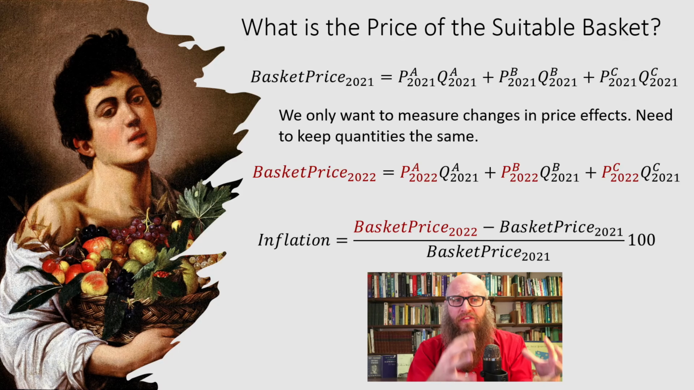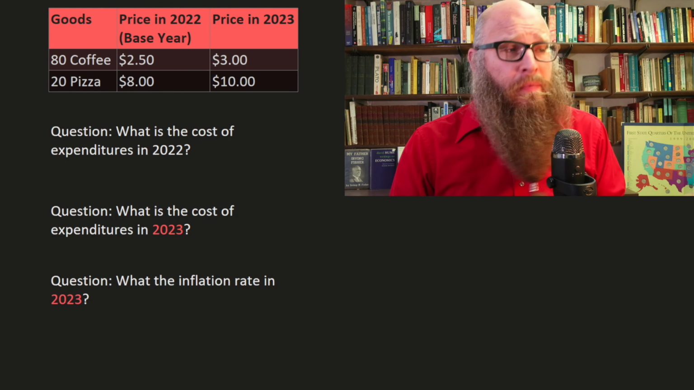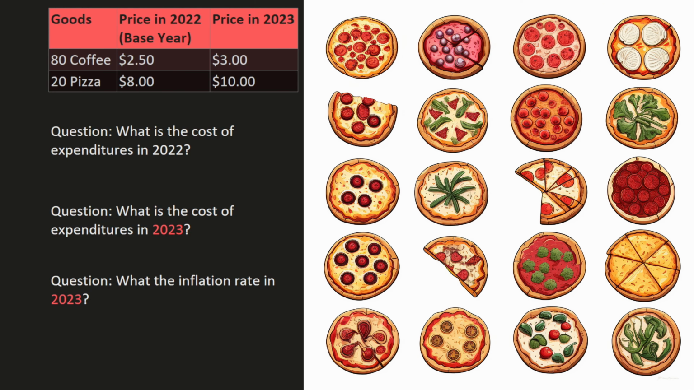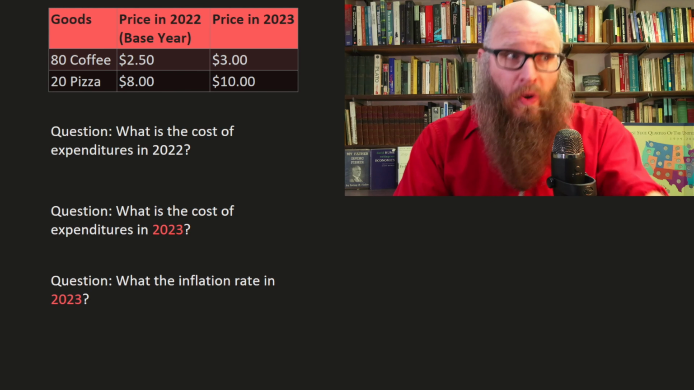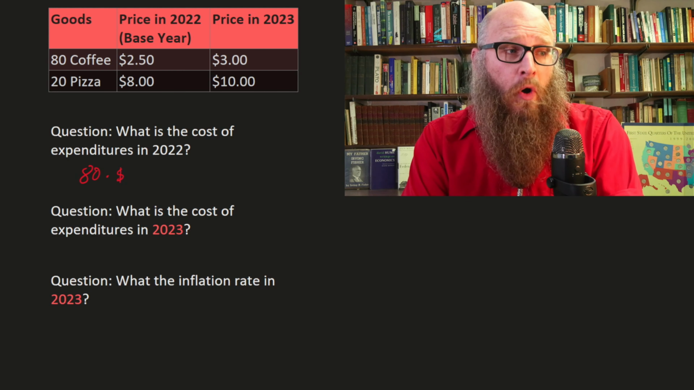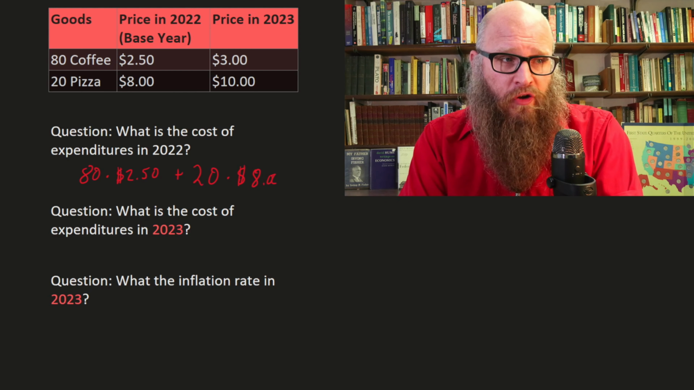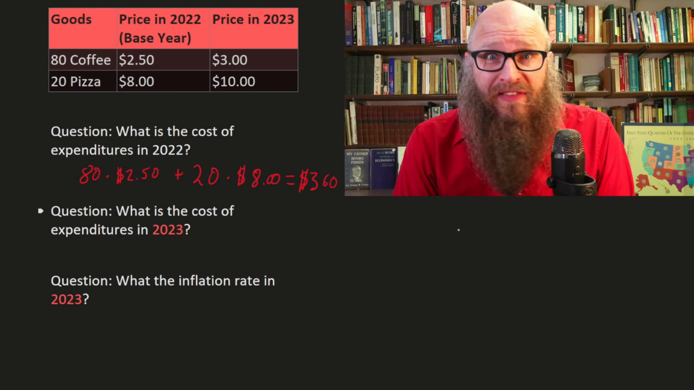So you take the price of the basket in the new year minus the price of the same basket in the previous year, divided by the old basket price, and multiply by 100. Here we have a very simple problem. Our consumer basket in the year simply consists of 80 cups of coffee and 20 pizzas. The first thing we need to know is the cost of the expenditures in 2022. 80 cups of coffee multiplied by their $2.50 each, plus the 20 pizzas multiplied by their $8 each. The price of the market basket is $360.